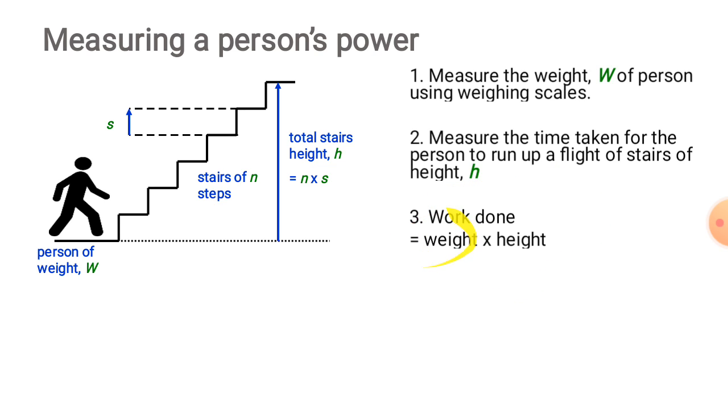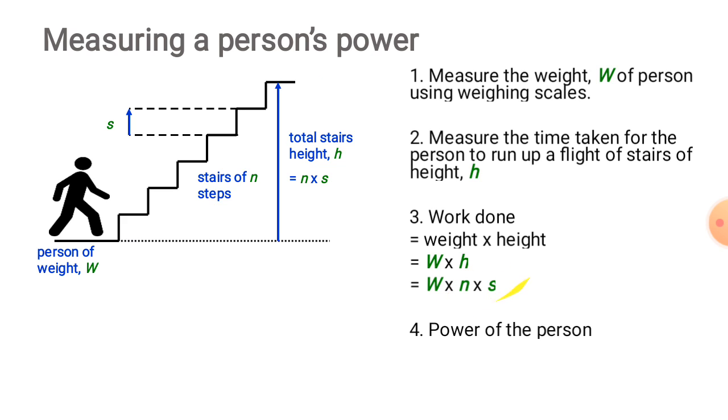If you know the person's weight and the height of the stairs, for example, there are 6 stairs, then you have to measure the height of each step and multiply that with 6 to get the height of the stairs. One single value, the height of one single stair, is not the height of the entire stairs, so you have to multiply it with the number of stairs. If you do this, you get the measurement of a person's power.